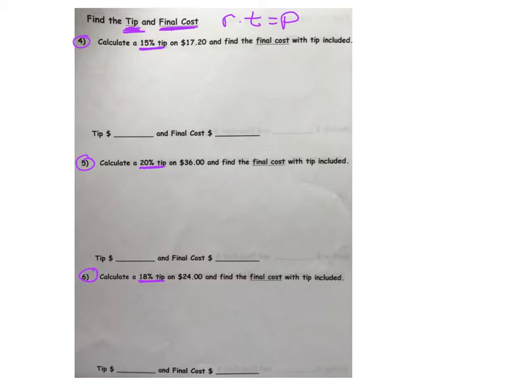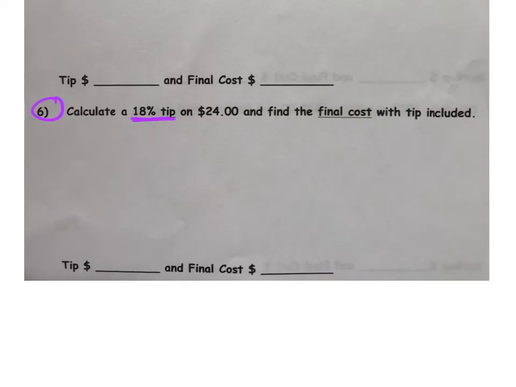Take out your notebooks. Make sure you record this information in your notebooks. Pause the video if you need time to catch up. Let's take a look at problem number 6. Calculate an 18% tip on $24 and find the final cost with the tip included.